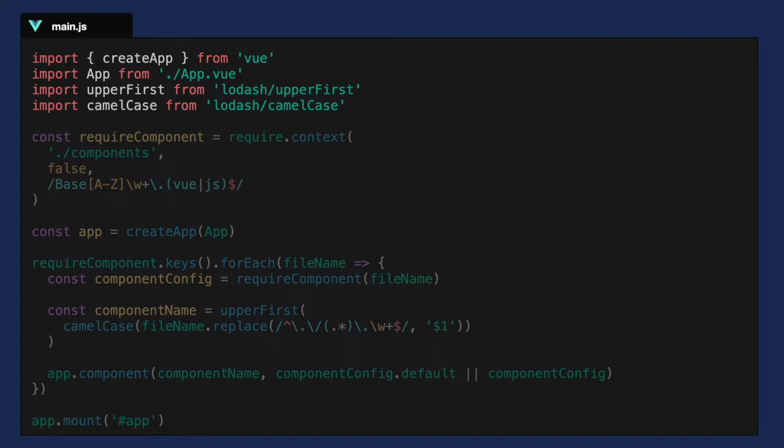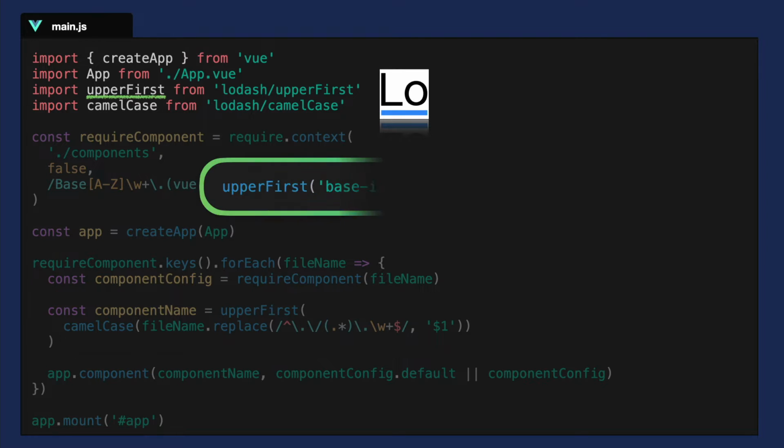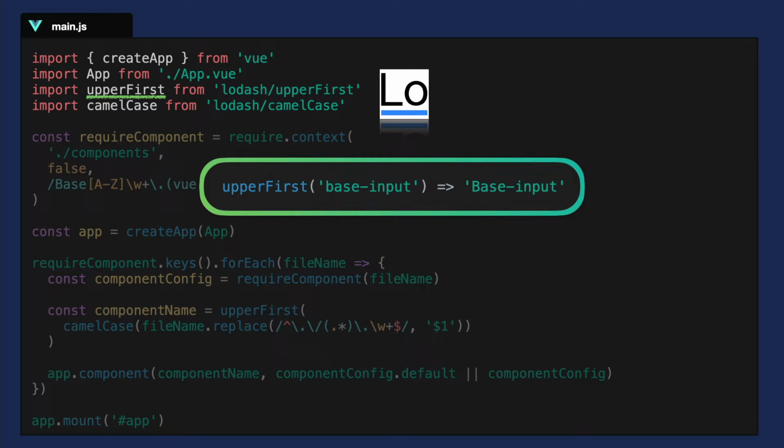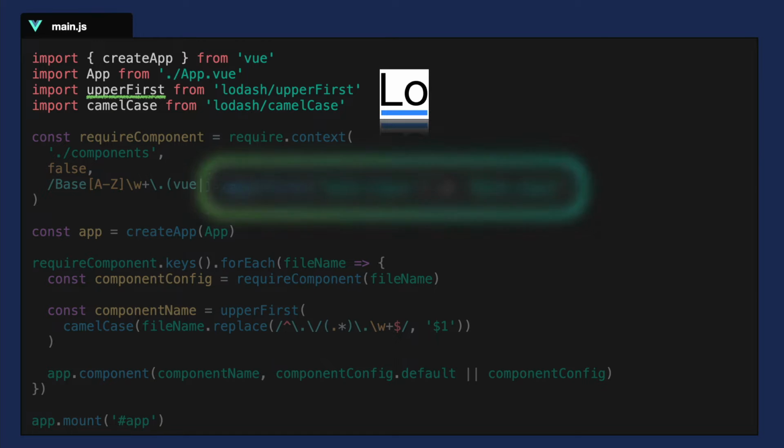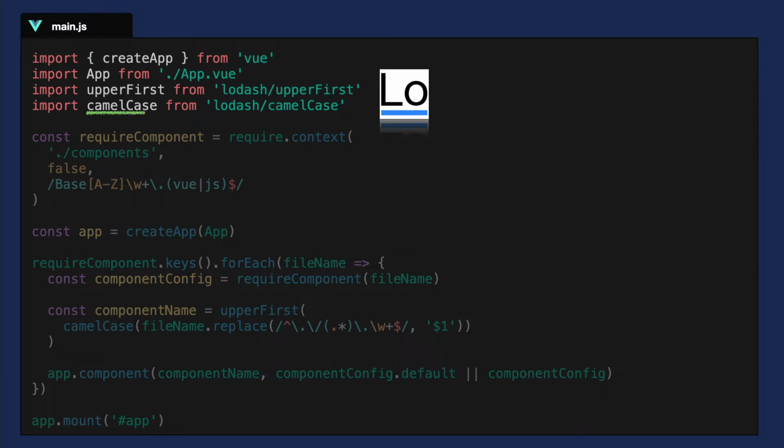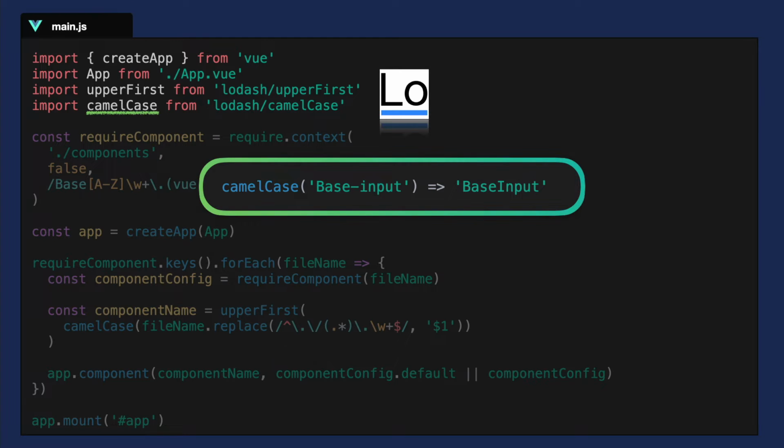Finally, we import upperFirst and camelCase from Lodash, a JavaScript library that provides utility functions for common programming tasks. upperFirst converts the first character of a string to uppercase. In this example, base-input turns into Base-input, but with a capital B. camelCase converts a string to camelCase. In this example, we can see that Base-input with a capital B gets turned into BaseInput with a capital B and a capital I, and the dash is removed.